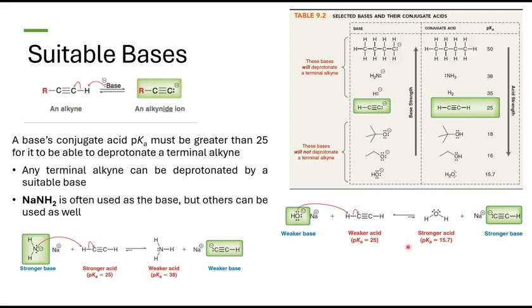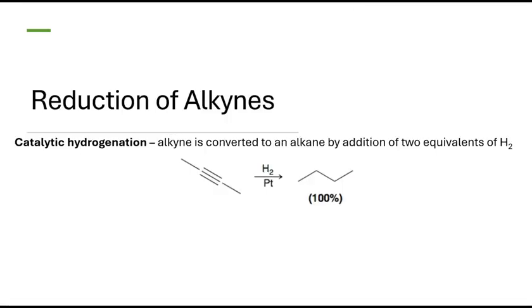It would produce a stronger base, the acetylide ion, meaning that equilibrium would not favor these products; equilibrium would favor the reactants. So hydroxide is not a suitable base. Let's consider the reduction of alkynes.